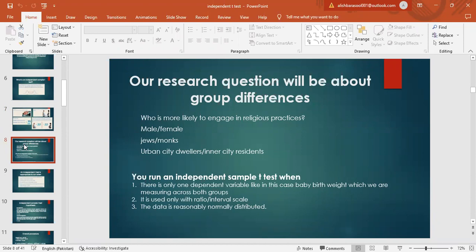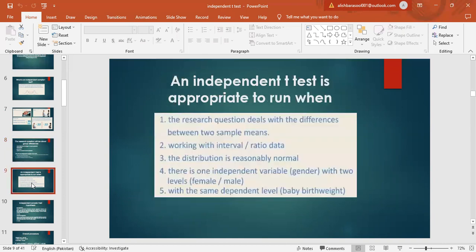It is used only with ratio or interval scale data, and the data is reasonably normally distributed. An independent t-test is appropriate to run when the research question deals with the differences between the two sample means, working with interval ratio data, where the distribution is reasonably normal. There is one independent variable with two levels with the same dependent variable, like baby birth weight.